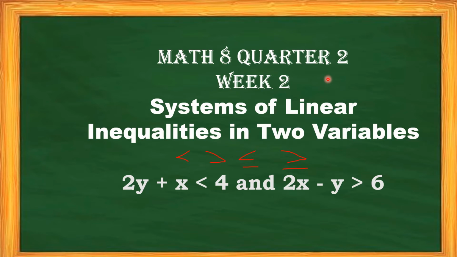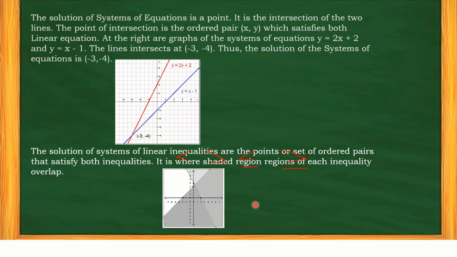So we all know that when you say inequalities, we use the symbols less than, greater than, less than or equal to, and greater than or equal to. When you say systems of inequalities, we have two inequalities in the given set, like 2y plus x is less than 4 and 2x minus y is greater than 6. That is an example of systems of linear inequalities in two variables.